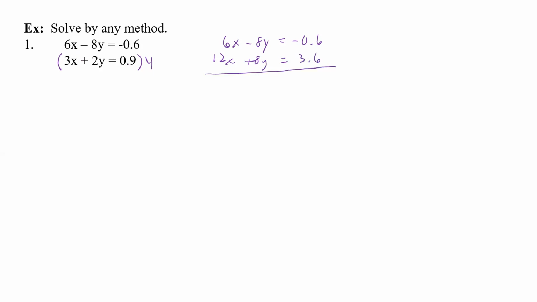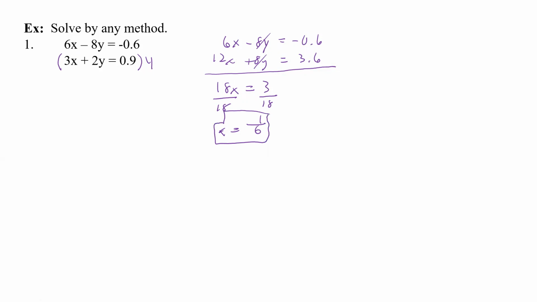All right. Well, those cancel, and then I have 6 plus 12 is going to be 18x. 3.6 minus 0.6 is 3. Okay. Well, guess what? We're going to get a fraction here, but that's okay. And so x is equal to 1 over 6. So x is 1/6.